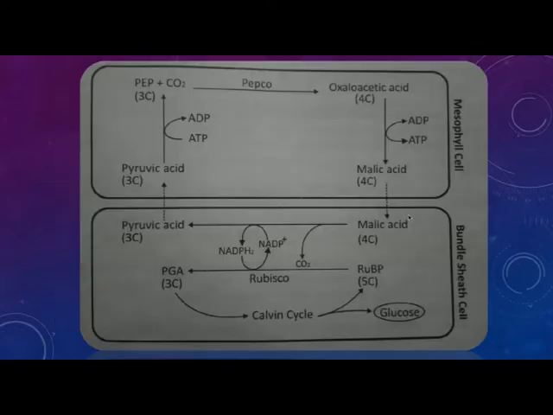So here you can see that in the bundle sheath cells, RuBP, a 5-carbon compound, is already there. By using the enzyme Rubisco, ribulose bisphosphate carboxylase, it will then change into phosphoglyceric acid, and then the Calvin cycle or the dark reaction takes place, producing glucose.